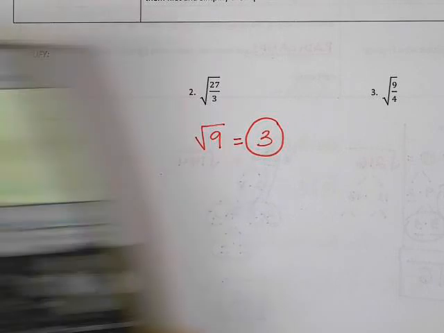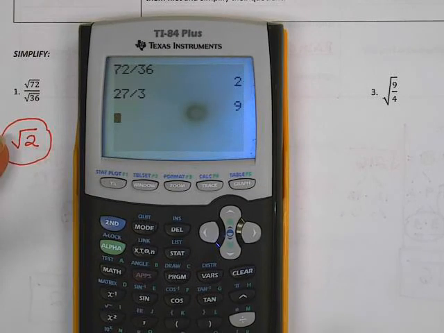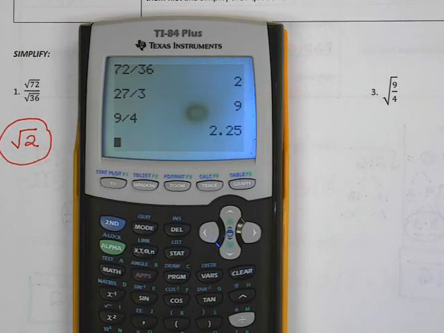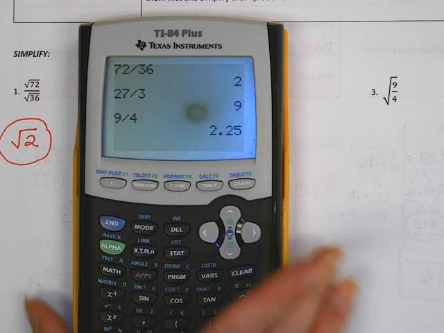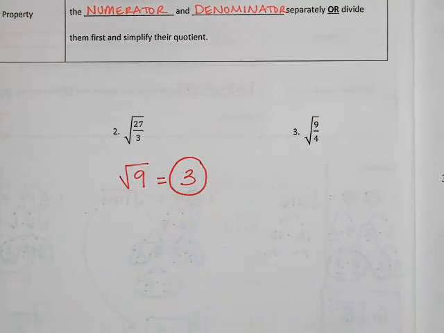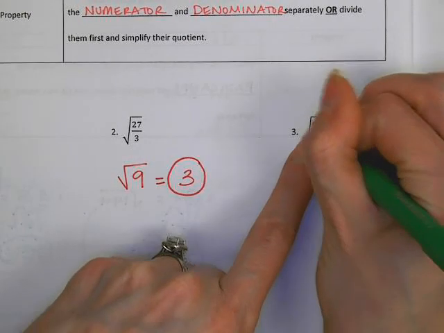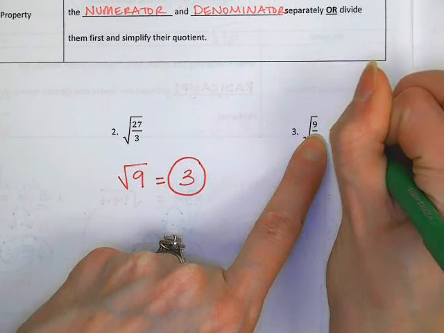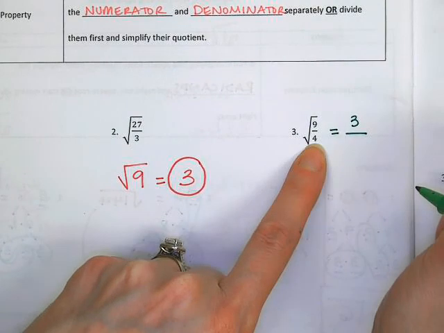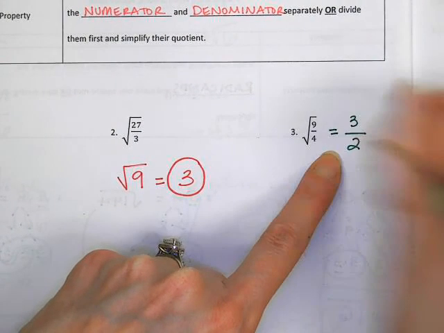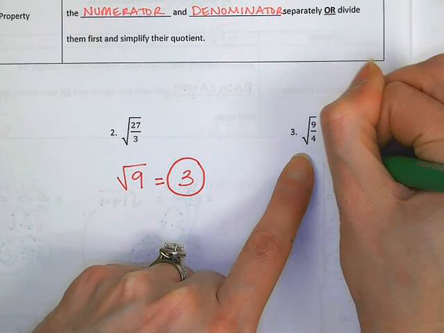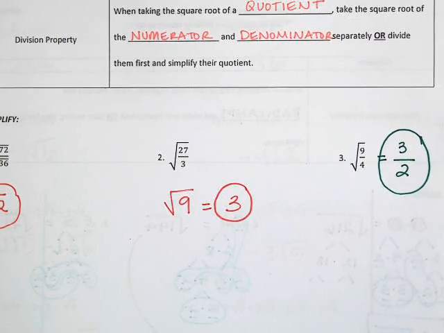All right, let's do number 3. Again, try doing 9 divided by 4. It's a decimal. Okay, so we don't want to divide first. But if you look at this one, maybe we just take the square root individually. So like, what's the square root of 9? That's 3. And what's the square root of 4? That's 2. So this one ends up just being 3 over 2.